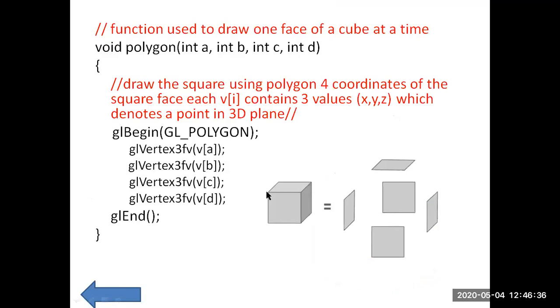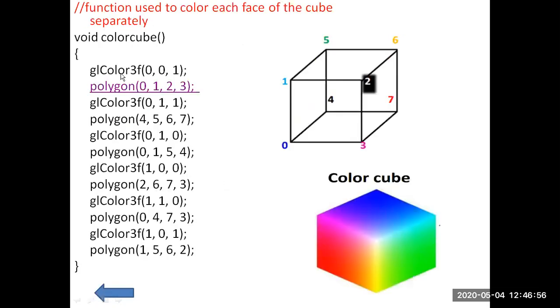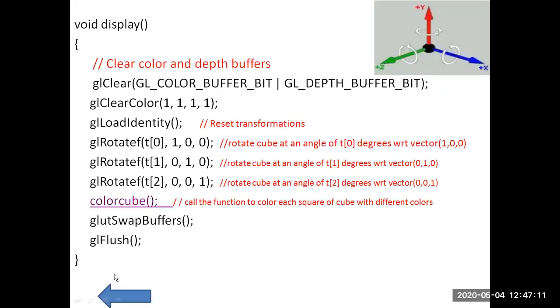So I will draw the square using polygon with 4 coordinates of the square face. Each vertex contains 3 values x, y, z, which denote a point in 3D. Every face of the cube is drawn by using the primitive GL_POLYGON. So this will draw one face. This is the second face, third face, fourth face, fifth face, and sixth face. The colorcube function will draw the 6 colored faces of the cube. glutSwapBuffers function will swap the contents between the displaying and the back-end buffer.